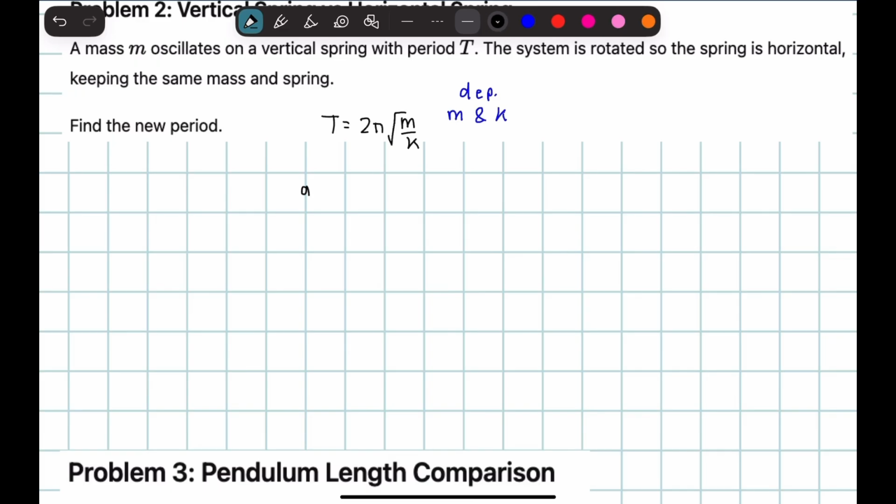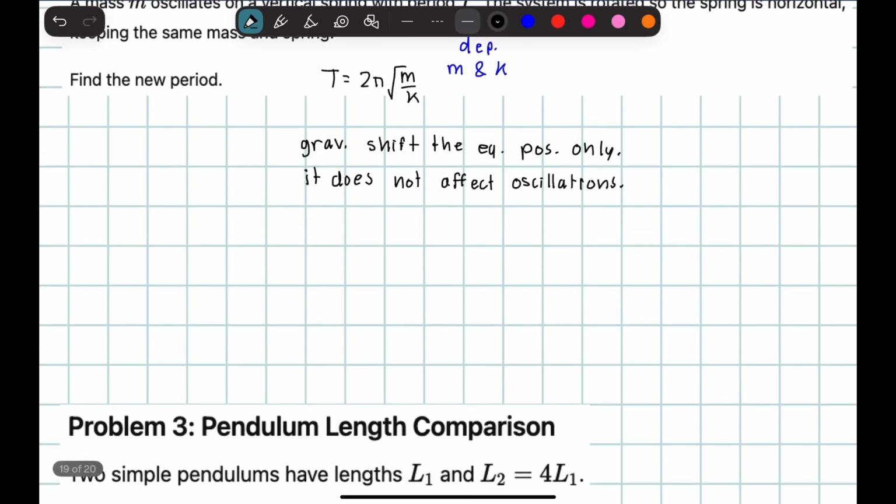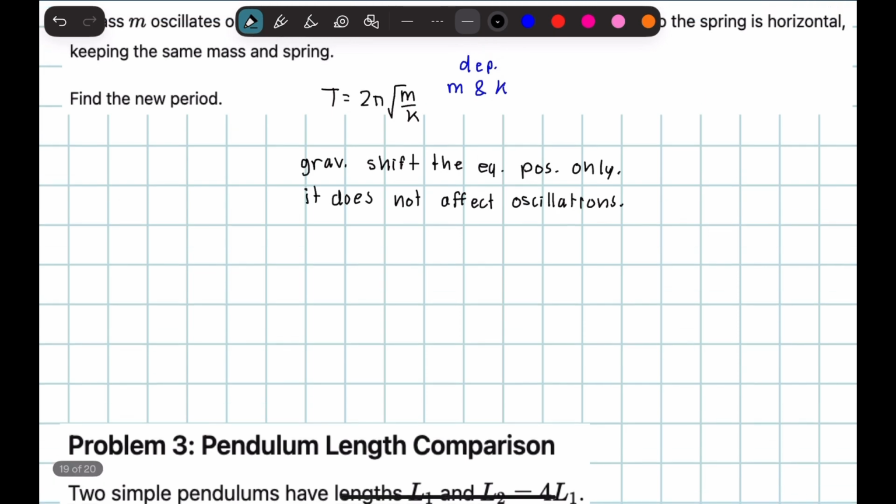So gravity will shift the equilibrium position only. It does not affect oscillations, because gravity is not accounted for in the formula for period. It is independent, so it would be the same.